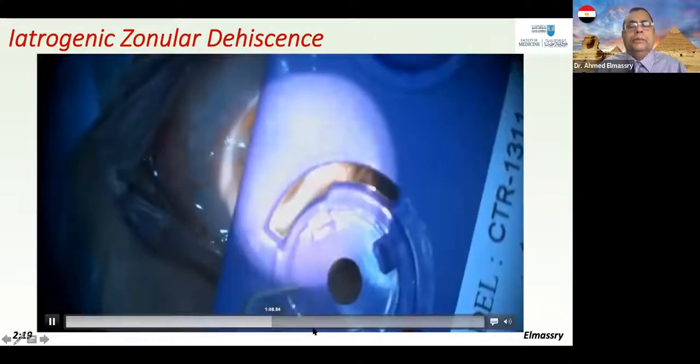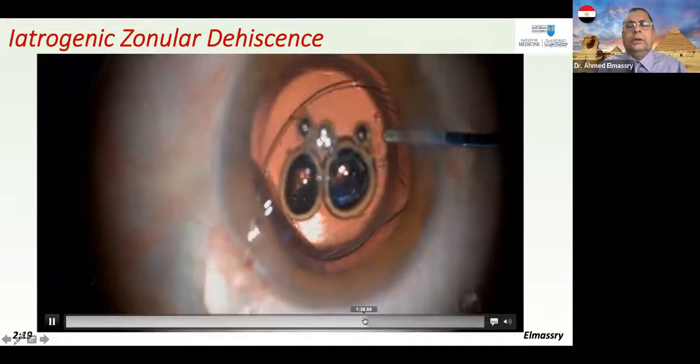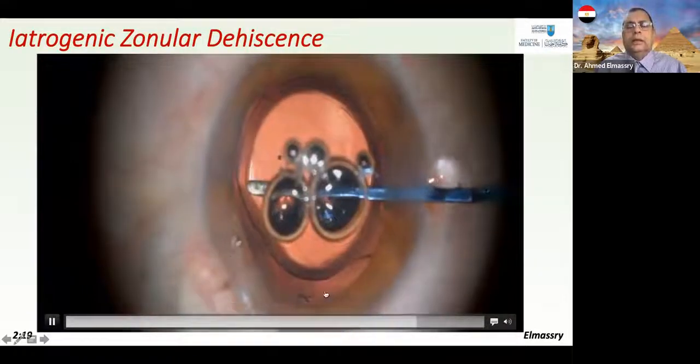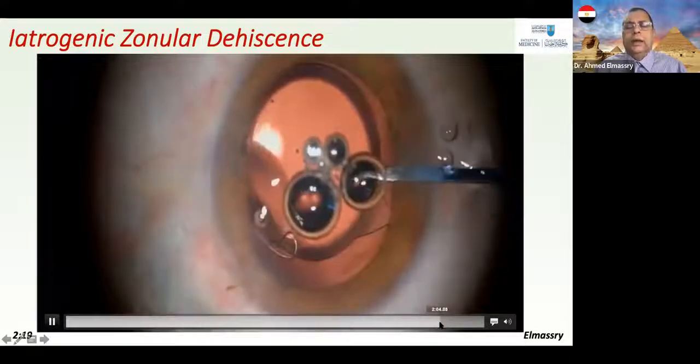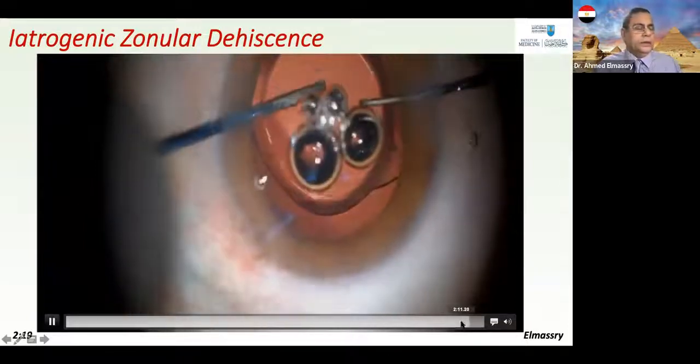Simply here, putting the capsular tension ring solves the problem and will return the situation to its position. Put the capsular tension ring away from the area of zonular dehiscence, and see while it moves, it stretches the capsule back, and the situation becomes normal again, with good visual results.